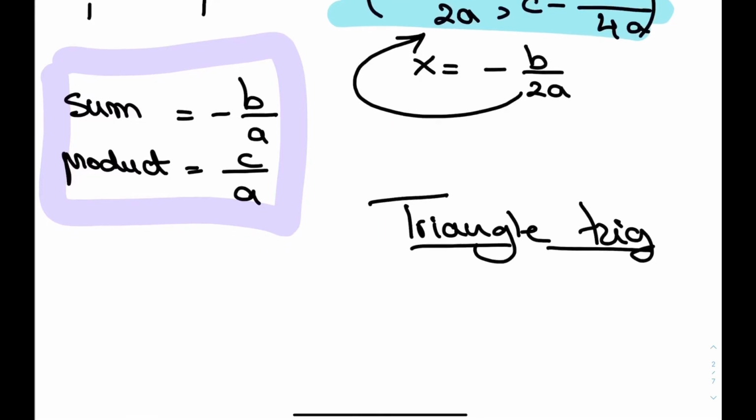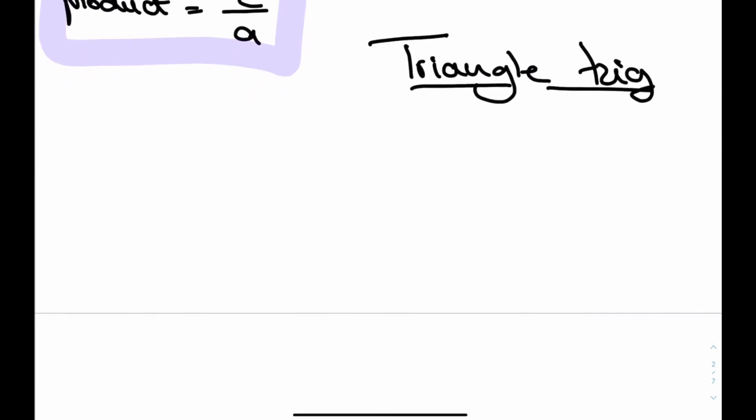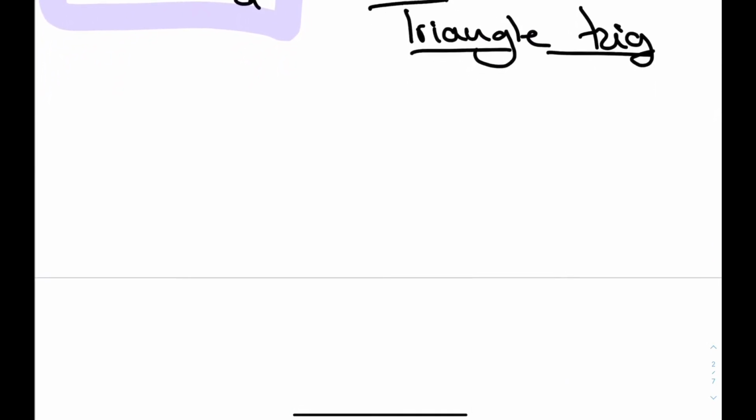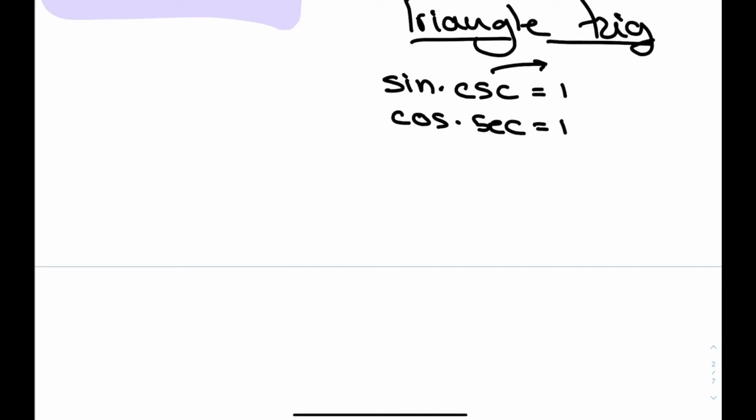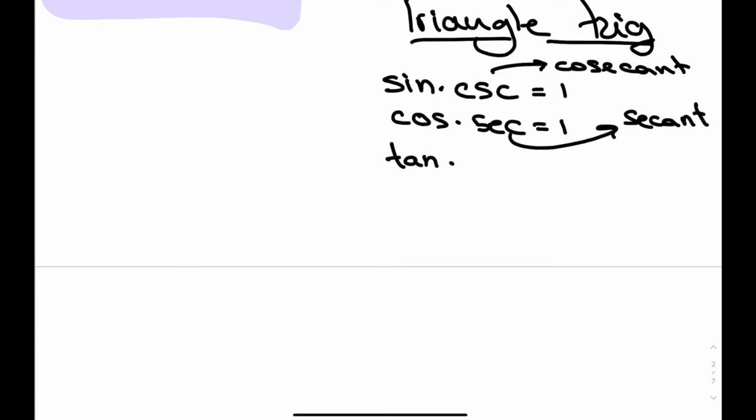So, we know already sine, cosine, and so on. You just have to know that, let's write like this. This is cosecant. This is secant. Okay, and there is also this one. Alright, this is all we have to know about the triangle trigonometry.